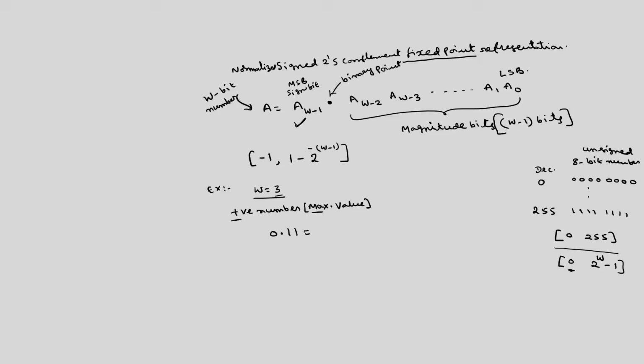So, what is the decimal equivalent? How do you convert this? 0 into 2 raised to the power of 0 is the weight of this bit. This weight will be 2 raised to the power of minus 1, this weight will be 2 raised to the power of minus 2. So, 0 into 2 raised to the power of 0, plus 1 into 2 raised to the power of minus 1 plus 1 into 2 raised to the power of minus 2. So, this is equal to 1 by 2 plus 1 by 4.